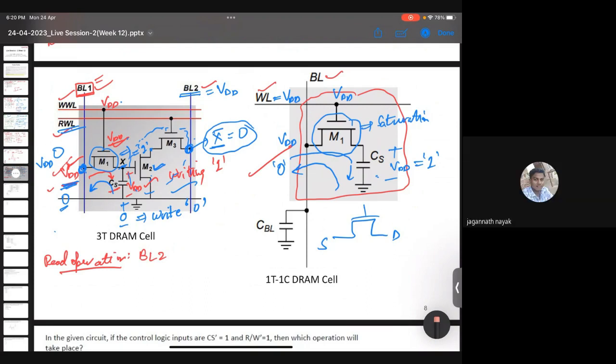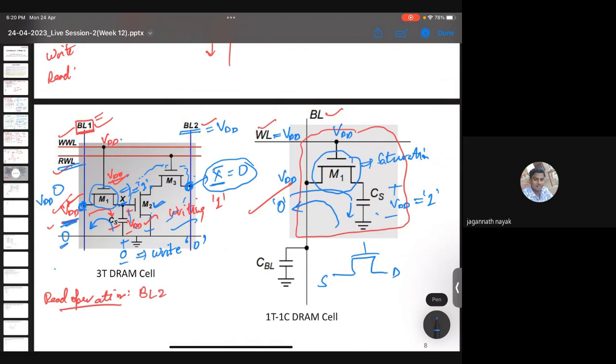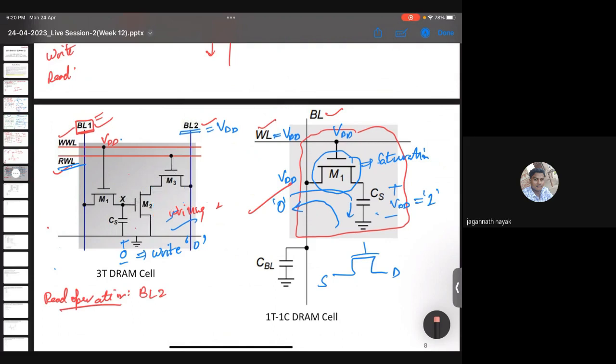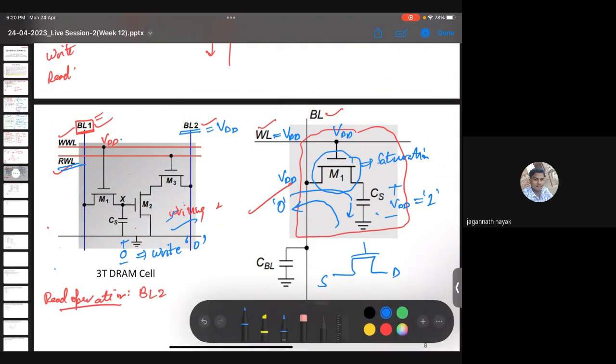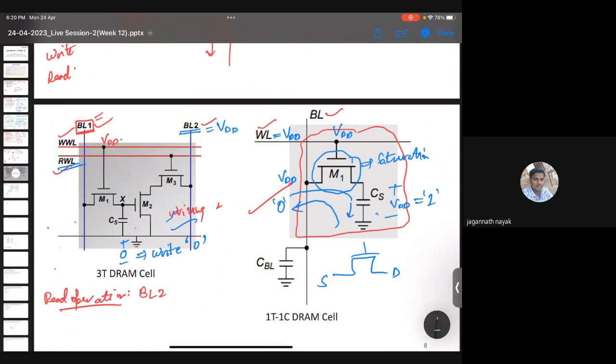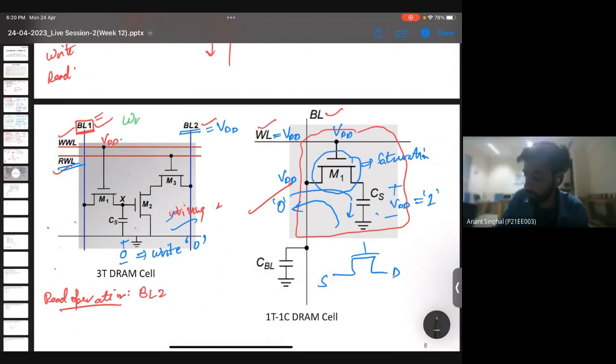Sir, 3T DRAM, can you please explain one more time? 3T DRAM. Okay. So there are two things: write and read.